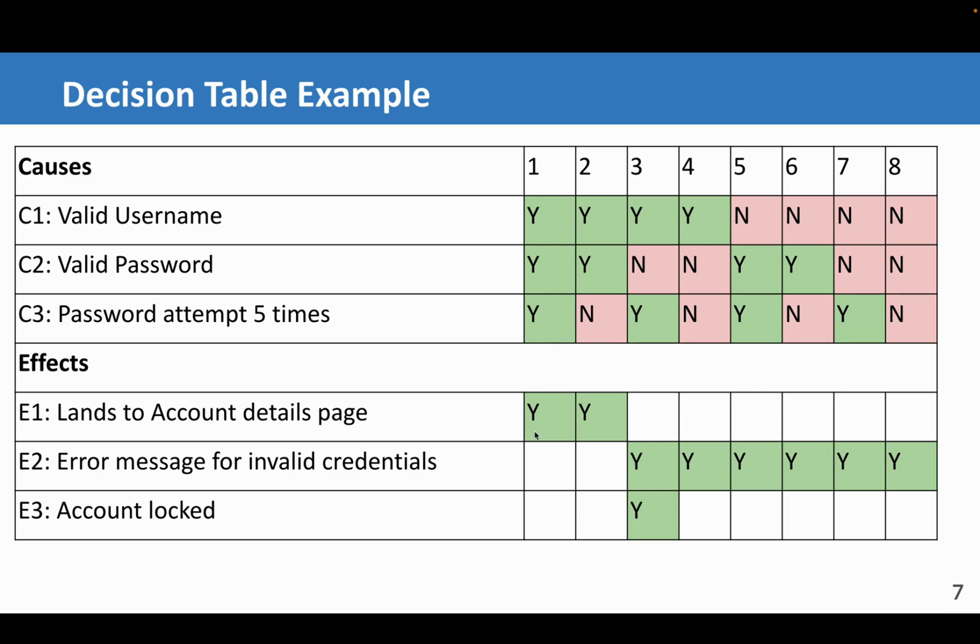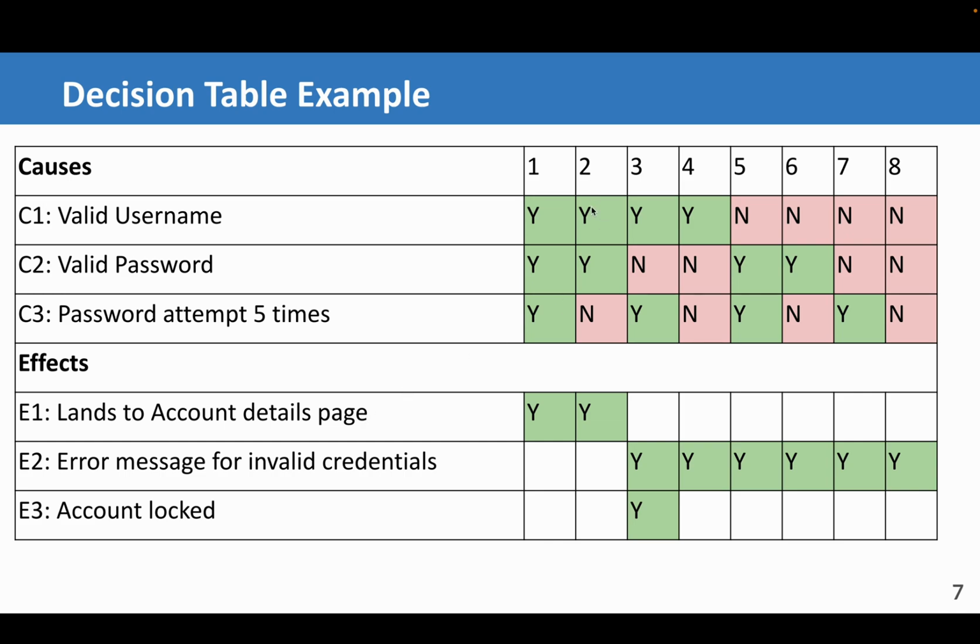So the first condition indicates that the username is valid, the password is also valid, and the password attempt is also 5 times. Whether the password attempt is 5 times or not, if the user enters the valid username and valid password in the 5th attempt, like I said, then the user will be able to see the account detail page and their account won't be locked. So this combination of causes will produce this effect, and the user will land on the account detail page.